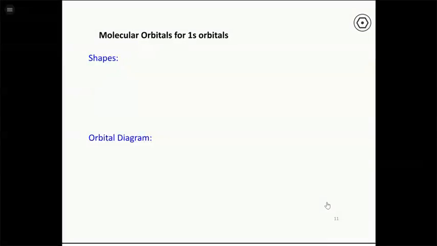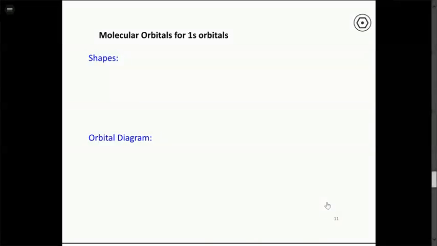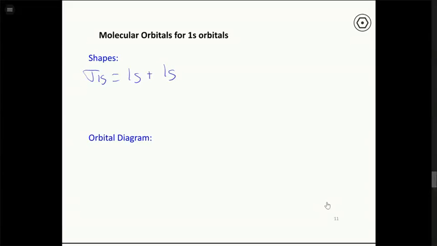So 1s orbitals, as we learned earlier today when we talked about sigma and pi bonds, can only form sigma bonds. So one of the molecular orbitals that we form, we're going to label as sigma, and that's going to be the additive combination of the two 1s orbitals. Now the key difference here is that it's not two individual orbitals anymore, we're forming a new additive combination that's delocalized.